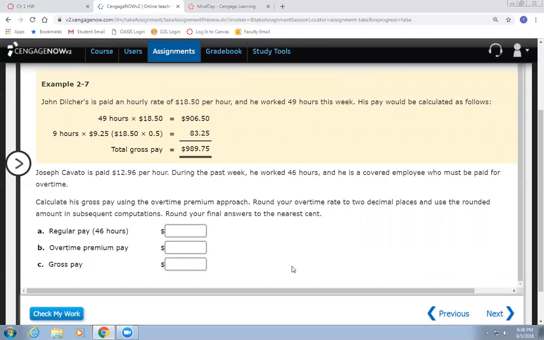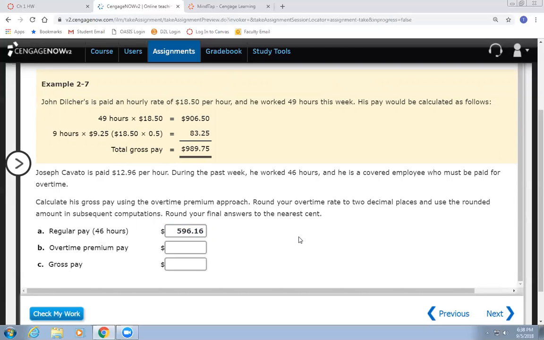What we do with an overtime premium, and they show an example up above that, is we're going to take all of his hours, his 46 hours, times his standard regular pay, okay? So you're going to take 46 hours times the $12.96 that he gets paid. Okay. So what is his regular pay calculated that way? $596.16. Perfect.